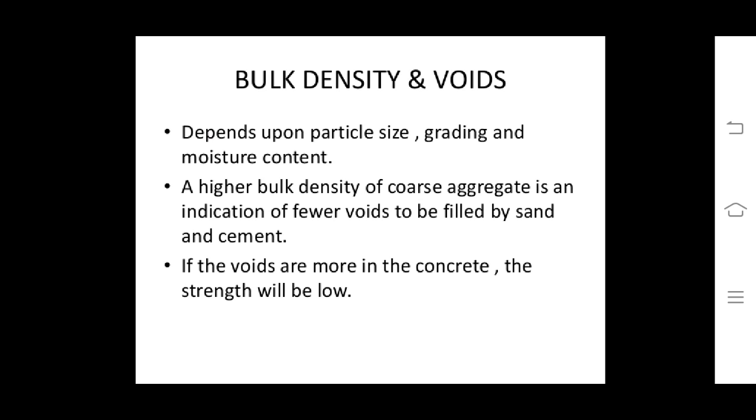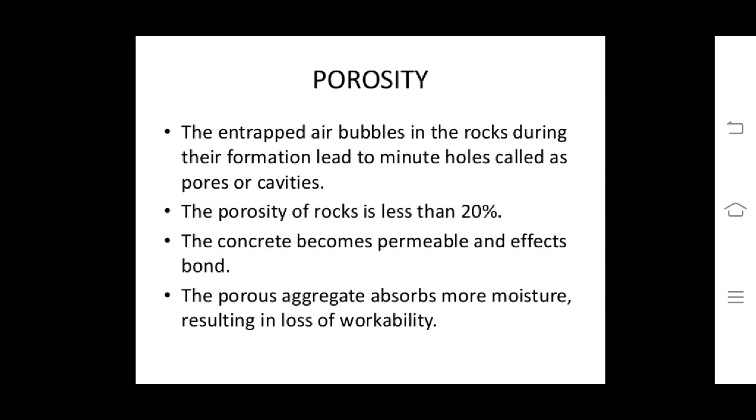Bulk density and voids is another property, which depends upon particle size, grading and moisture content. A higher bulk density of coarse aggregate is an indication of fewer voids to be filled by sand and cement. If the voids are more in the concrete, the strength will be low, and vice versa. The next property is porosity.